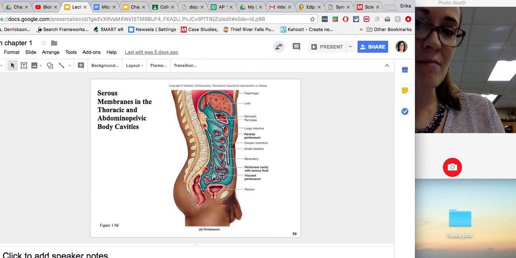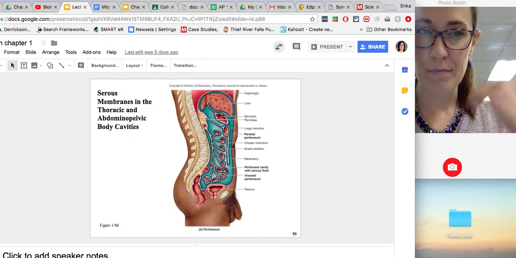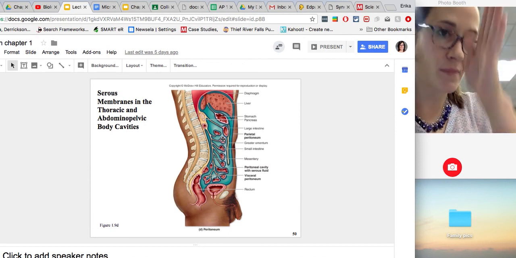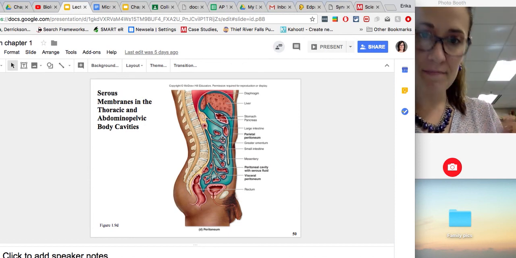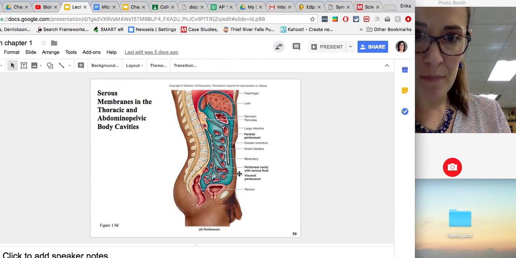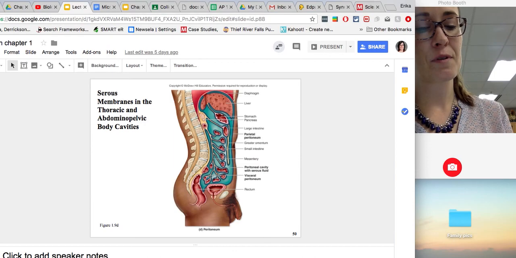And this is an image. Check this out in your book too to make it stick. This would be a mid-sagittal cut of the visceral peritoneum, the parietal, and the fluid in between it.